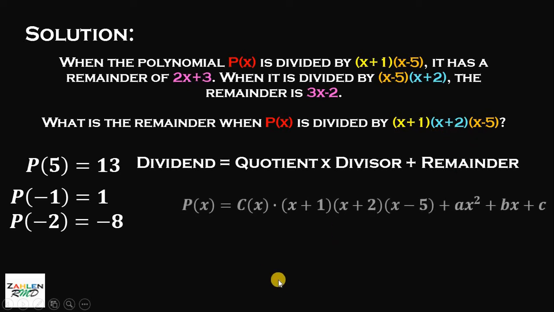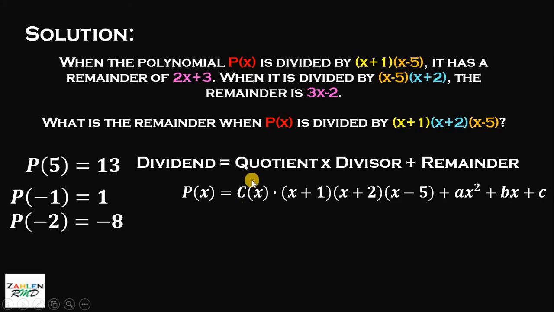So in this case, we have p of x equals, so the quotient is different because the divisor is different. Let's call this c of x times (x plus 1)(x plus 2)(x minus 5) plus ax squared plus bx plus c. And this is our remainder. Also notice that the degree of the remainder is less than the degree of the divisor.